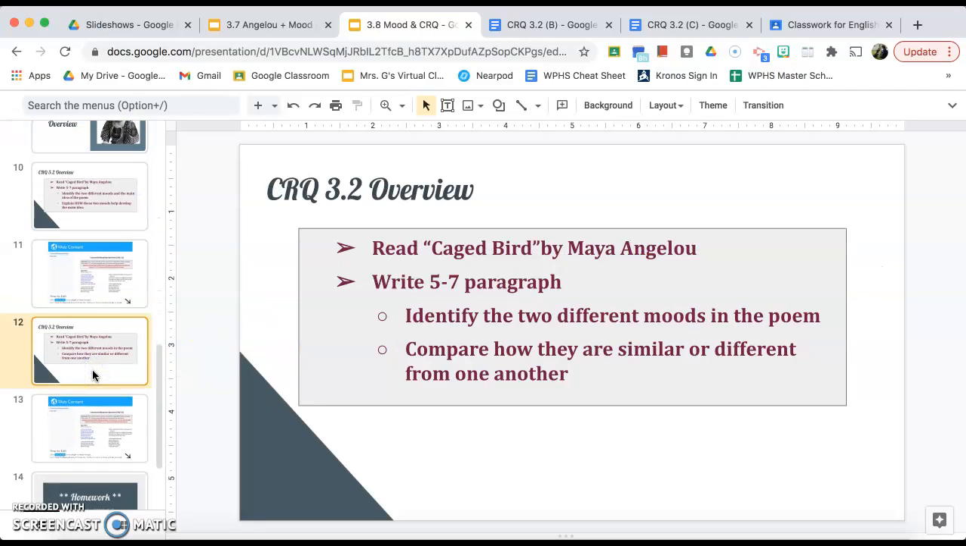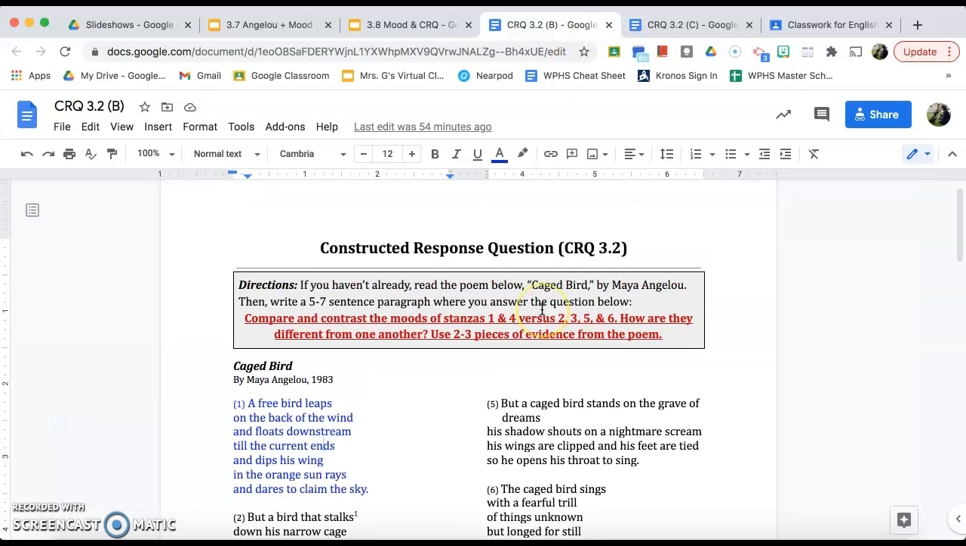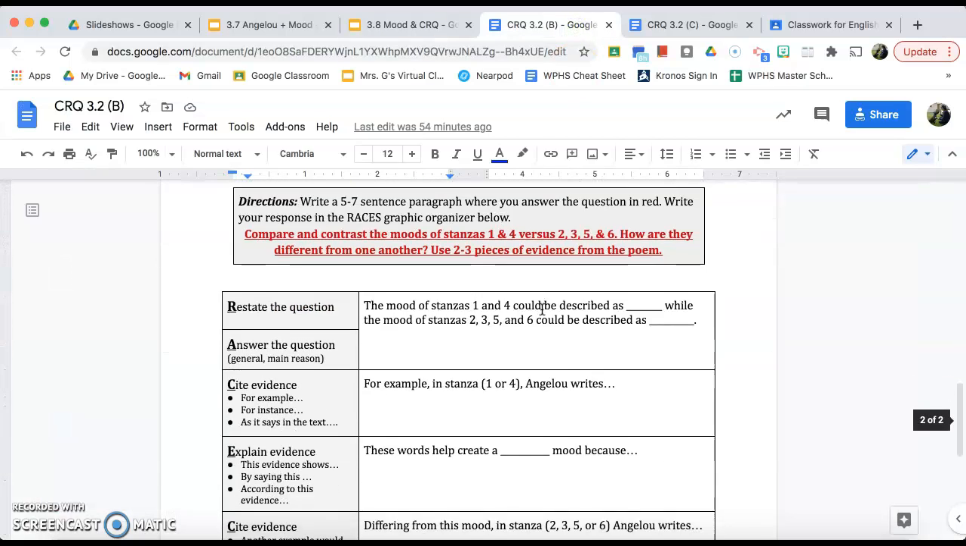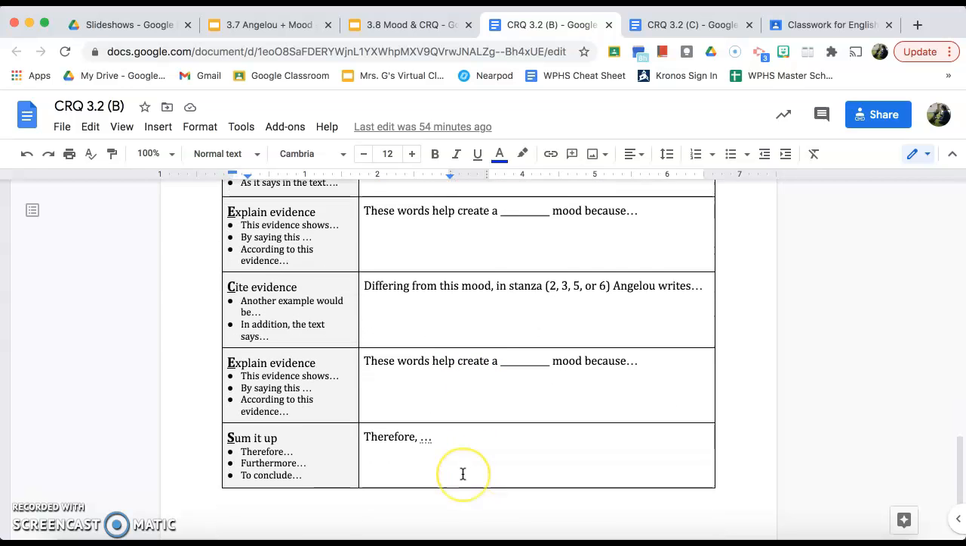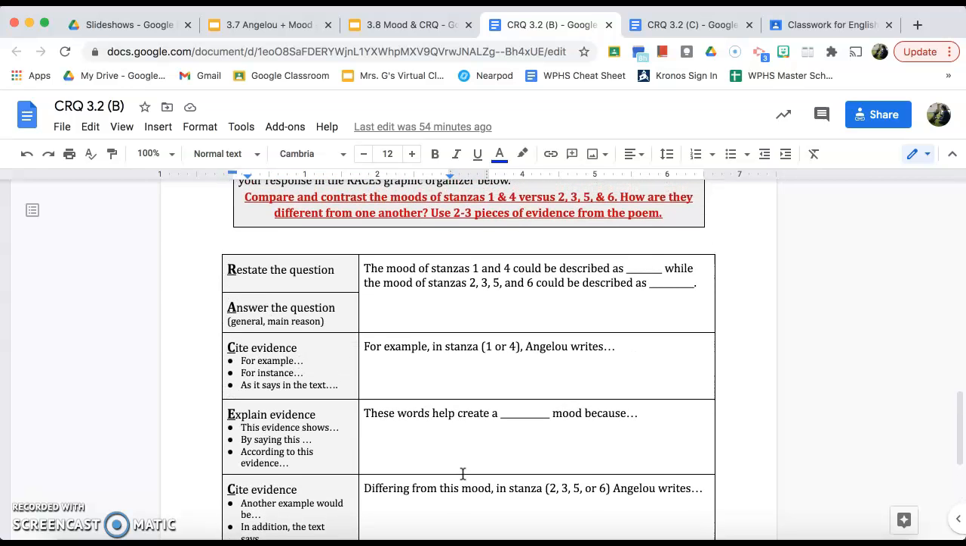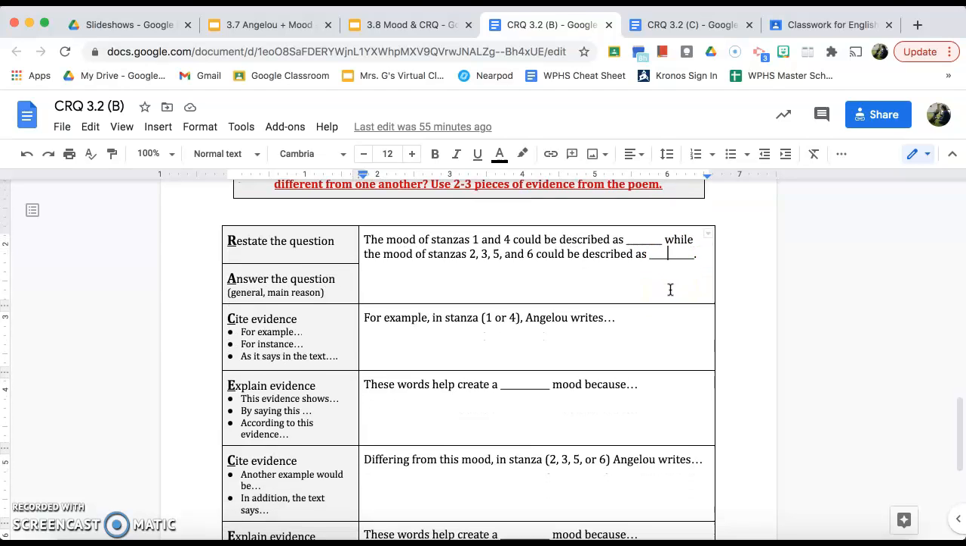So what you were called to do is first identify the two different moods in the poem and compare how they are similar and how they are different. When this comes to actually writing your CRQ response, you'll notice I give you some sentence starters to guide you through the way. Because we haven't really done a compare contrast CRQ yet, it might feel a little confusing to some of us. For your RA, the first thing you need to do is just identify. Pick a word to describe the mood of stanzas 1 and 4 about the free bird, and stanzas 2, 3, 5, and 6 about the caged bird.